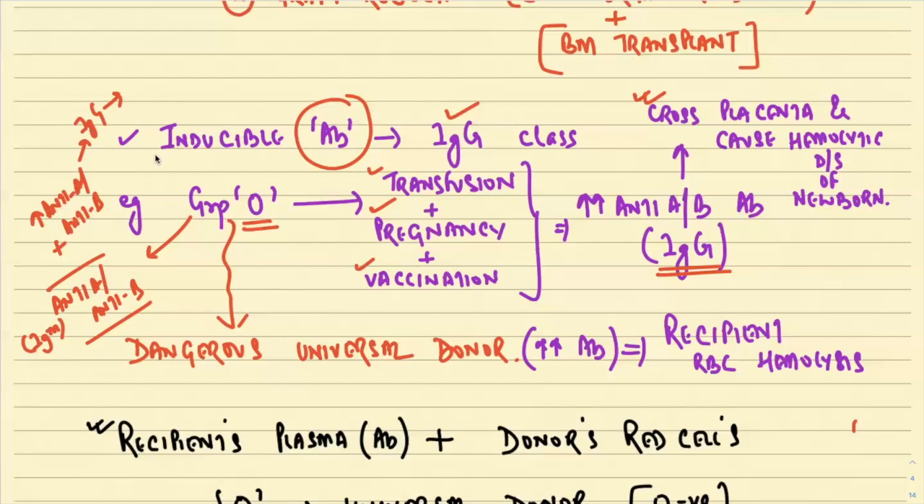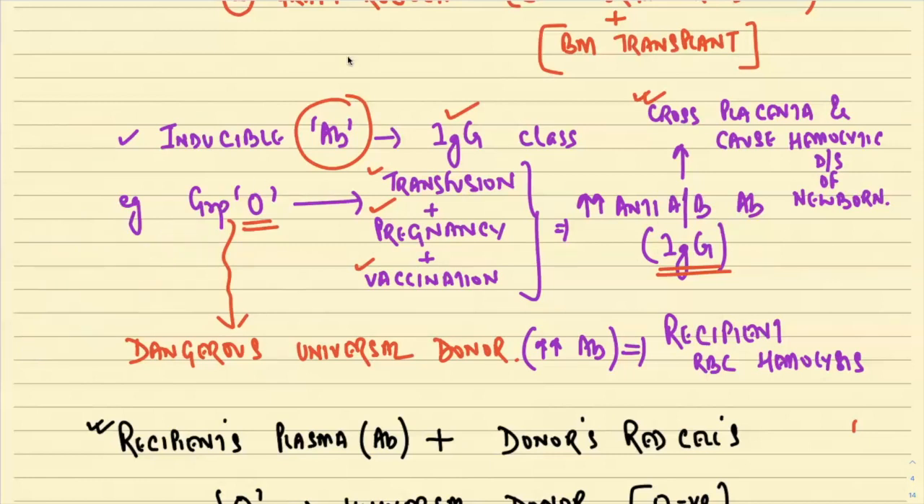Is this term very clear to everyone? What is inducible and what is a naturally occurring antibody? Yes. Any doubts with regard to this? Okay, no, sir.